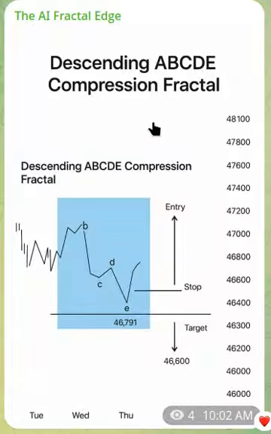Everything is labeled for you, so you have a roadmap for the Dow futures for Sunday, Monday, Tuesday, and Wednesday. And in the meantime, we'll be looking at other fractals to see if we find something that we can trade on.